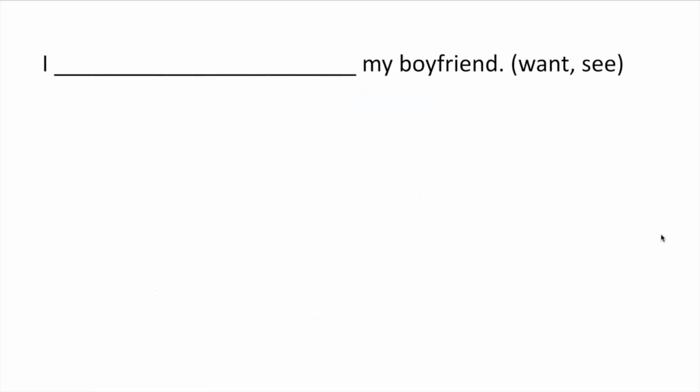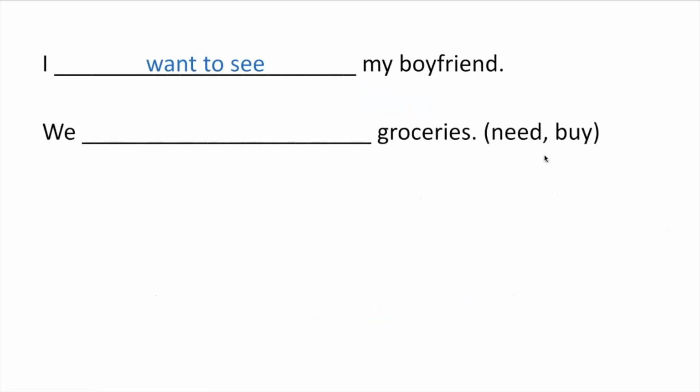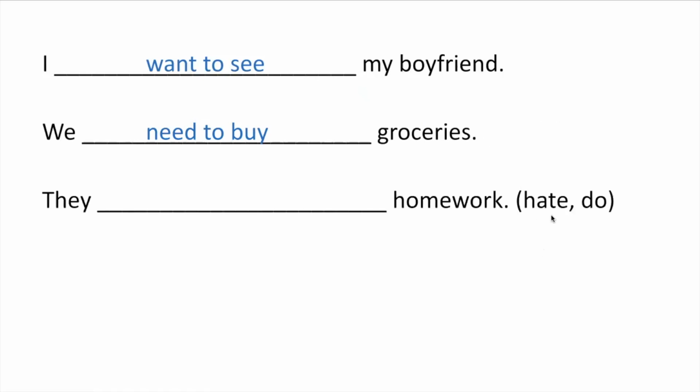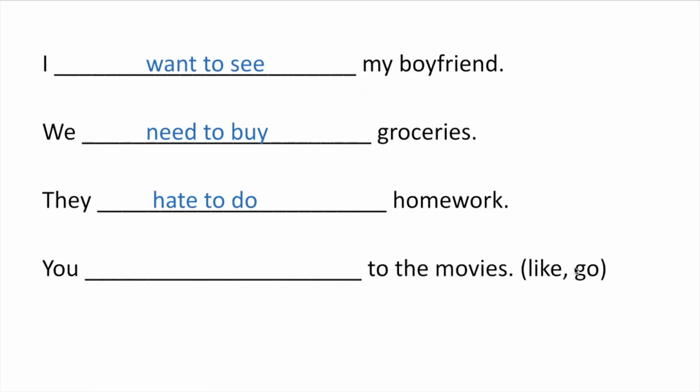So here's some practice sentences. If we want to use the verbs want and see in this sentence, it would be I want to see my boyfriend. Need, buy. We need to buy groceries. Hate, do. They hate to do homework. Like, go. You like to go to the movies.